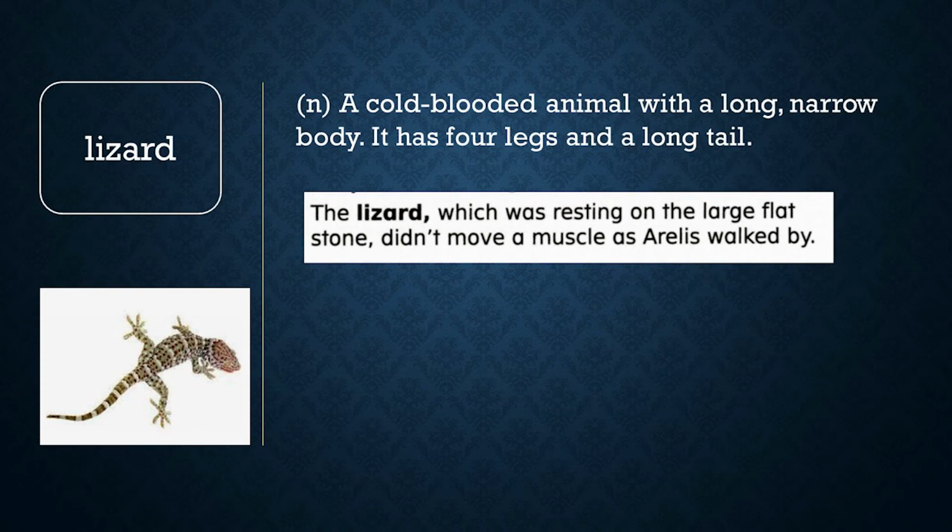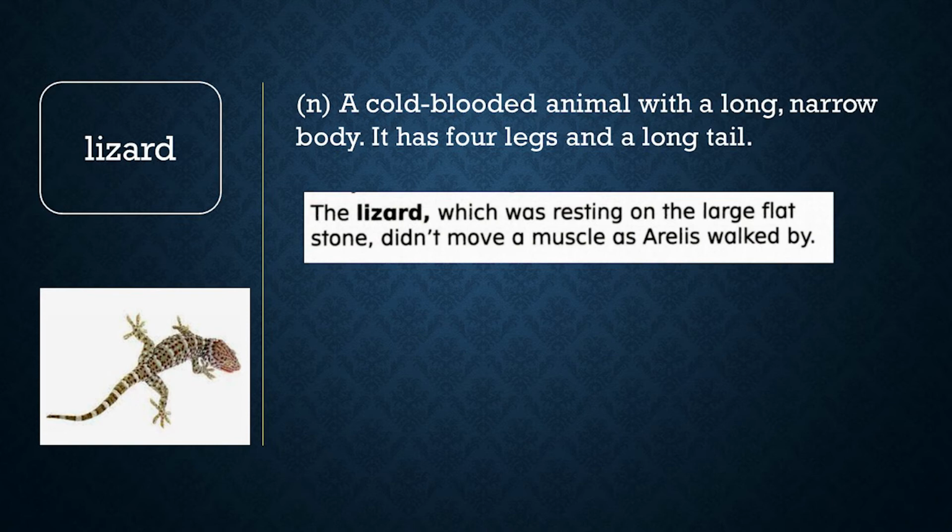Lizard. Say lizard. A lizard is a cold-blooded animal with a long, narrow body. It has 4 legs and a long tail. The lizard, which was resting on the large flat stone, didn't move a muscle as Aurelius walked by.